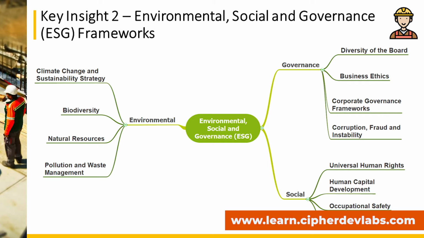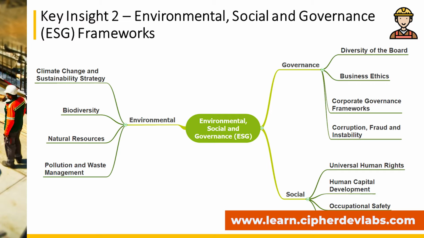So ESG frameworks have three components. The first is the environmental component. So the environmental component focuses on factors like climate change and sustainability strategy of the company, and even things like biodiversity. So factors like what's the negative impact that the company's operations have on the biodiversity, especially if the company is a manufacturing plant or something like a construction plant, or even things like mining for natural resources and heavy metals.